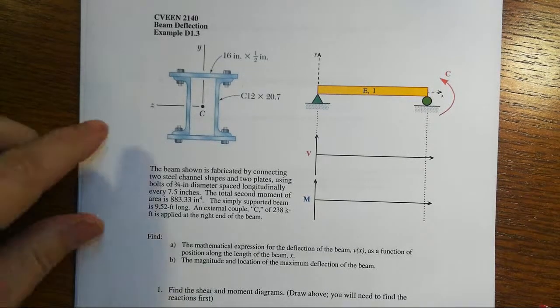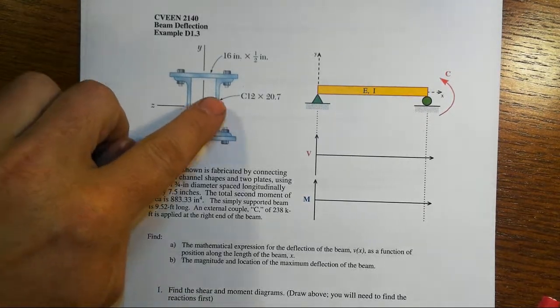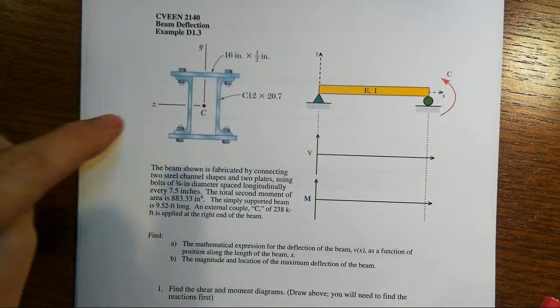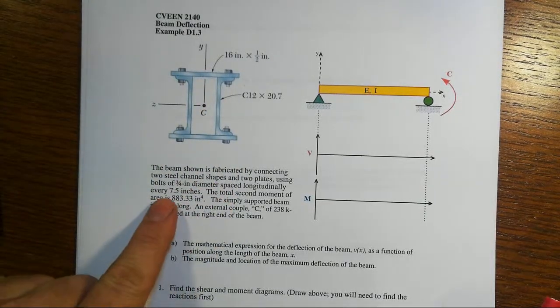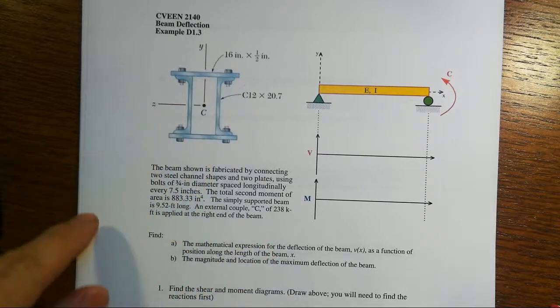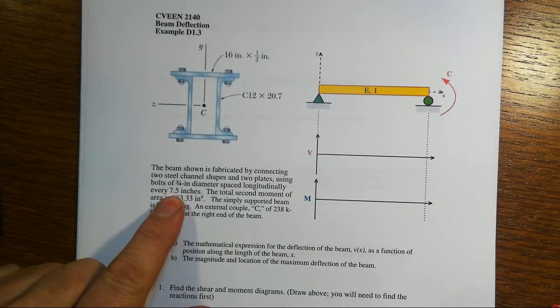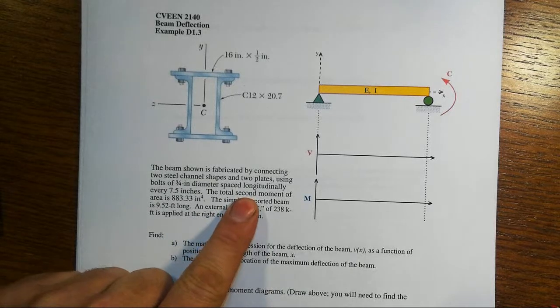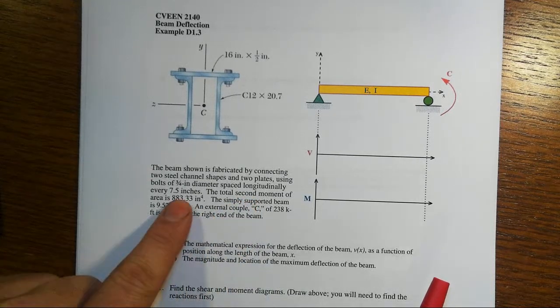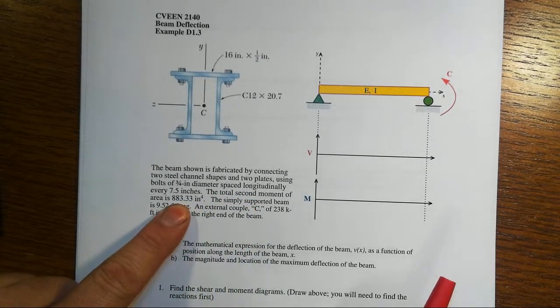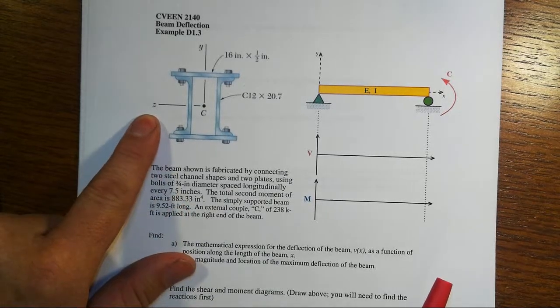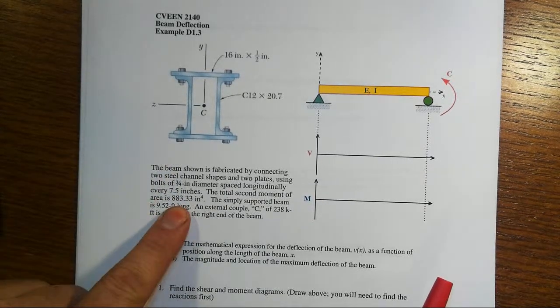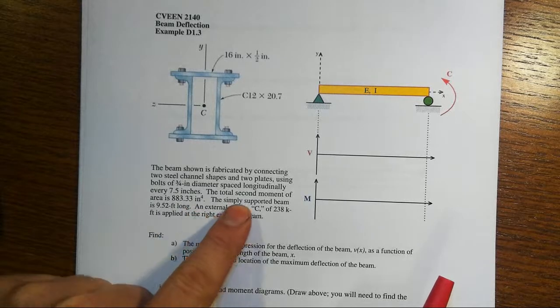The beam that we've got is a built-up section. It has two channels with two cover plates. That's what you see here. And we've got bolts that are spaced longitudinally every 7.5 inches. And someone has already applied the parallel axis theorem to get the second moment of area about the bending axis, shown here as the local z-axis: 883.33 inches to the fourth.